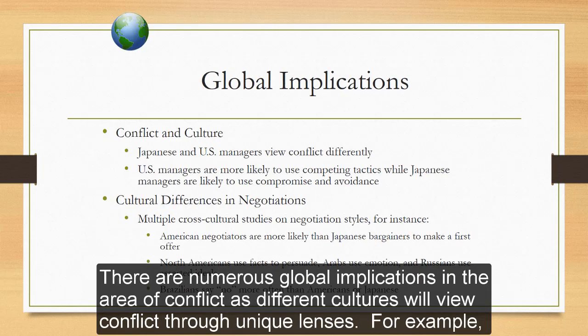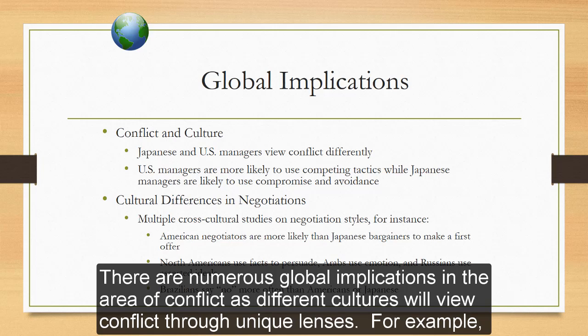As you might imagine, there are many global implications for how we negotiate. Culture is very likely to affect how we approach negotiation. For example, Japanese and U.S. managers view conflict very differently. U.S. managers are more likely to use competitive tactics, whereas Japanese managers are more likely to use compromise or avoidance. And we see that there are culture differences in negotiations.